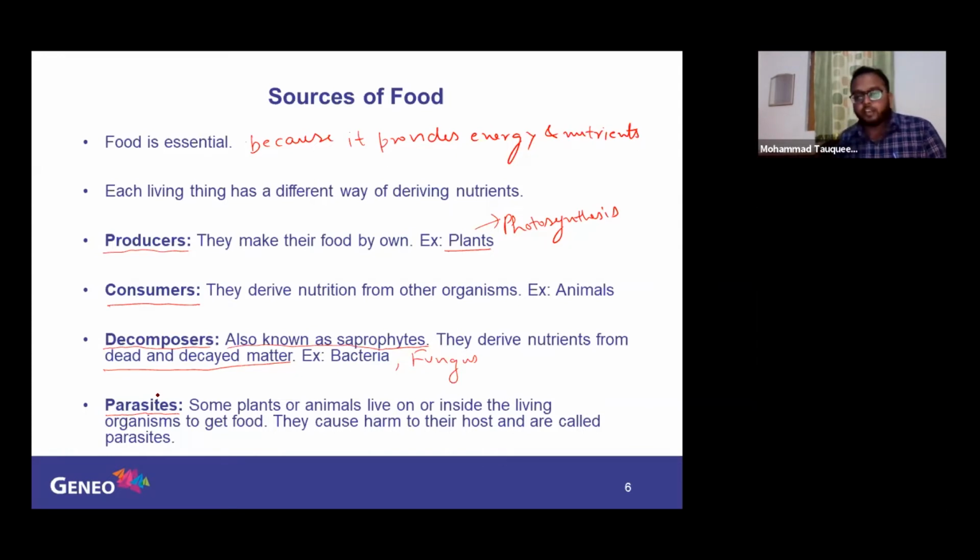Some plants or animals live on or inside the living organism to get the food. They cause harm to their host and are called parasites. So you have to remember this also. These four definitions and their examples are very important. So this is all about sources of food. Let's move to the next slide.